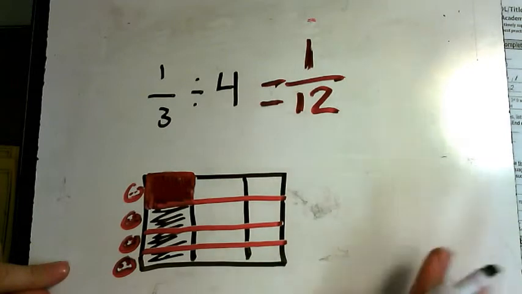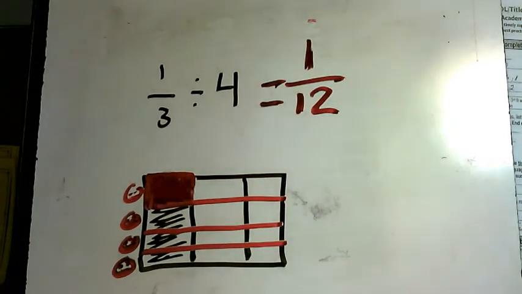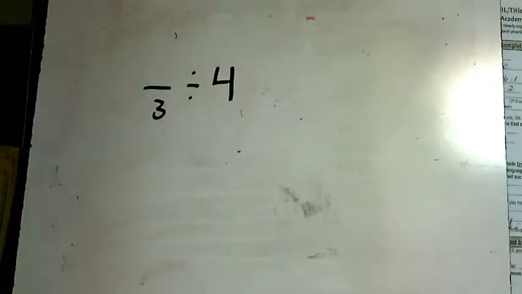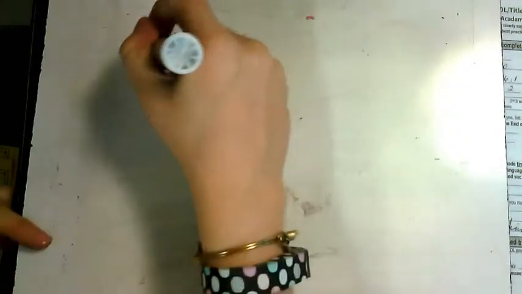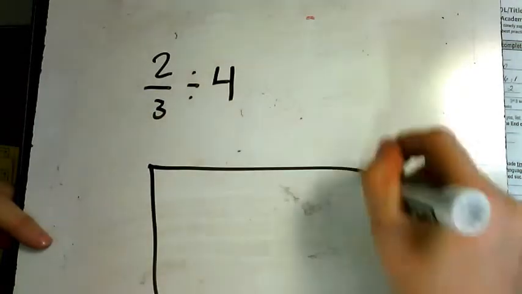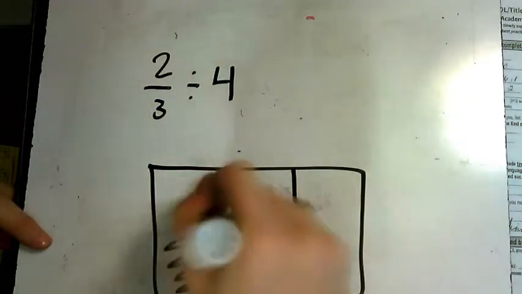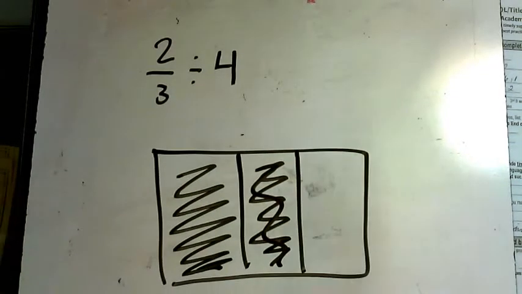Okay? So that's what we talked about today in class, and that's what's going to be on your homework. But I would like to extend your thinking now. What if instead of having 1/3 of a pan of brownies, we have 2/3? I'm still going to draw my model. I'm still going to draw my fraction. But now I've got 2/3 of my pan of brownies.